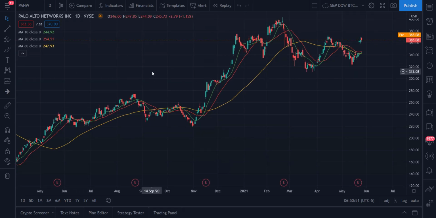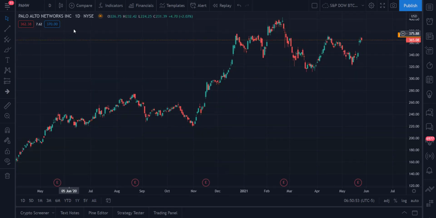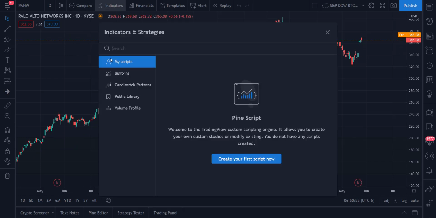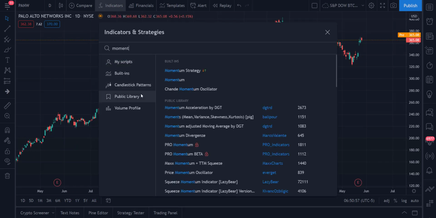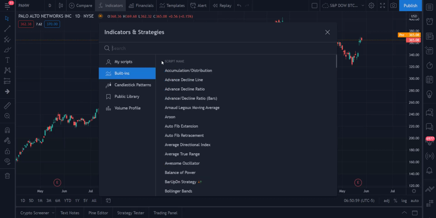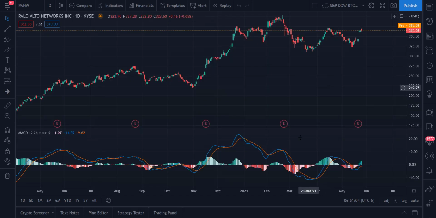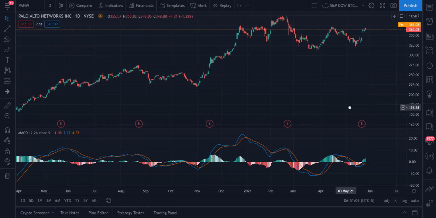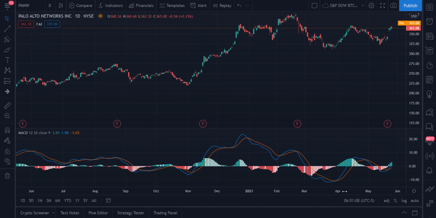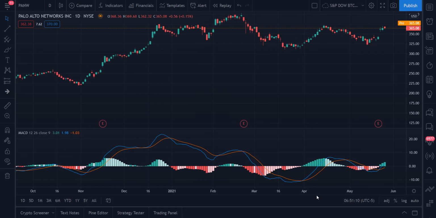So let's go ahead and get rid of the moving averages. We're going to take a look at the MACD just to get a sense of momentum. So, adding the MACD. The MACD on the daily level is pretty well known. No surprises here.